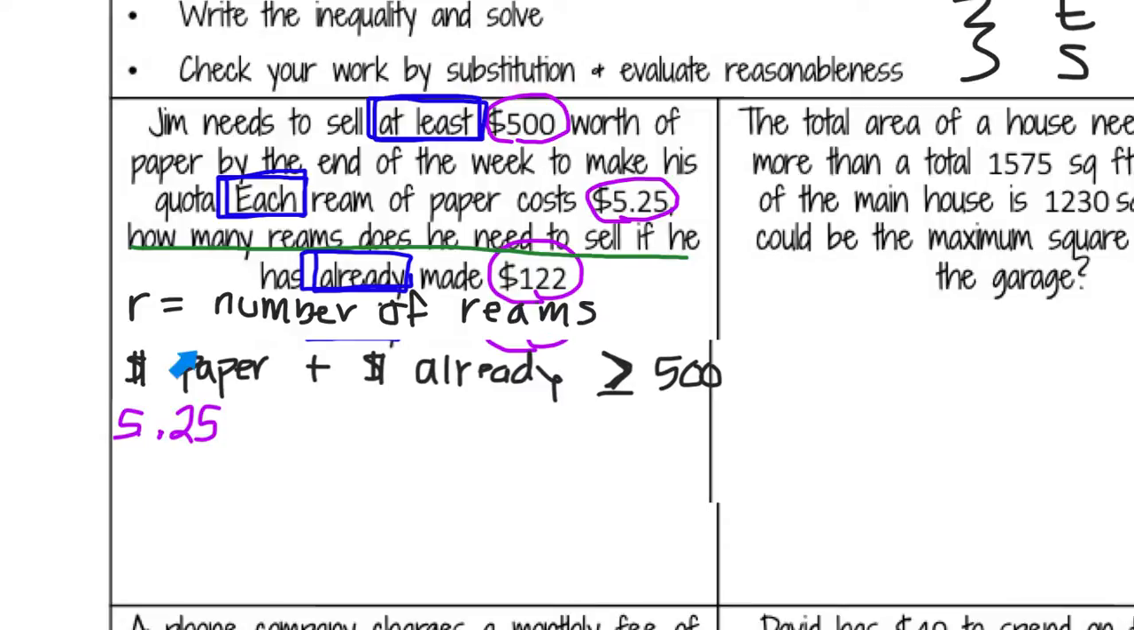All right, so then to find the amount of money he has to make, you're going to take the cost per ream, $5.25, times the number of reams, which we don't know, so R, and then plus, he already has $122. Is greater than or equal to his goal of 500.